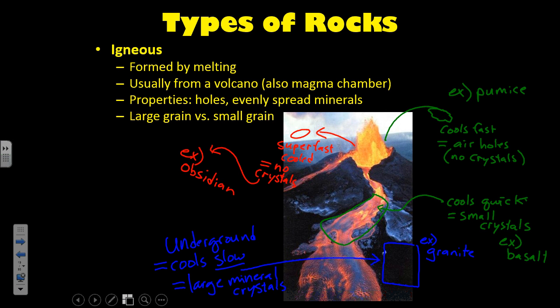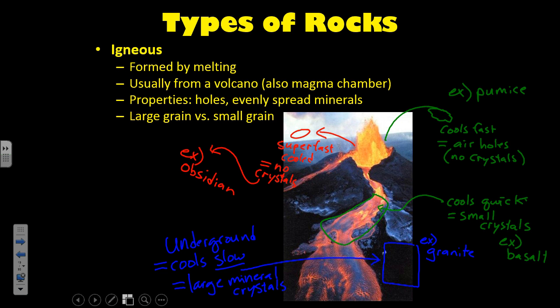There are three types of rocks, and the first one we're going to talk about is igneous. Now, igneous means fire formed. So in other words, these rocks were formed by melting of rock. So we're talking about rock that's been heated to 900 to 1300 degrees Fahrenheit, hot enough to melt. And so this usually happens around a volcano, just like we see in the picture here.